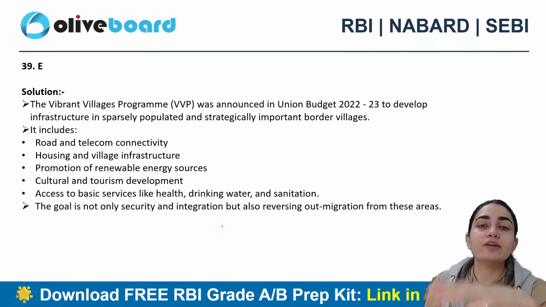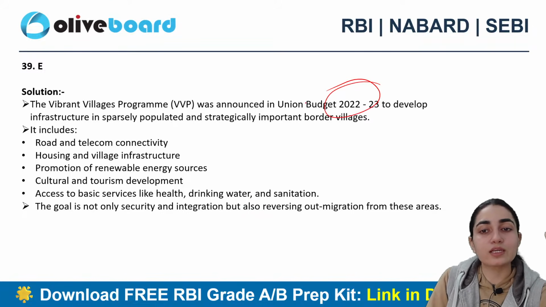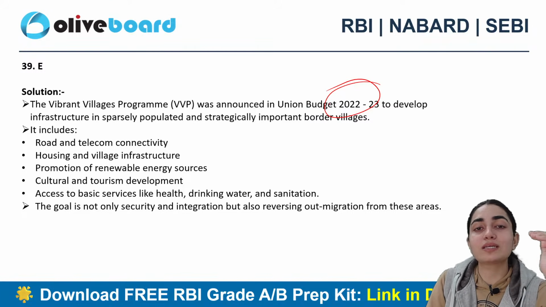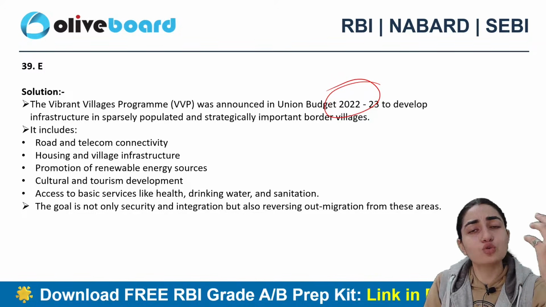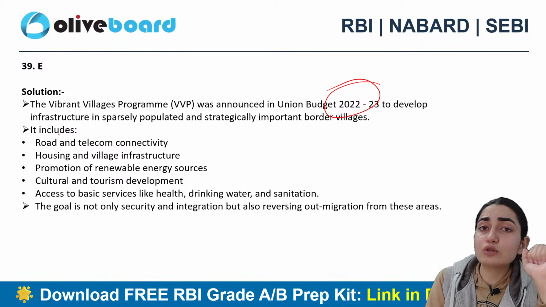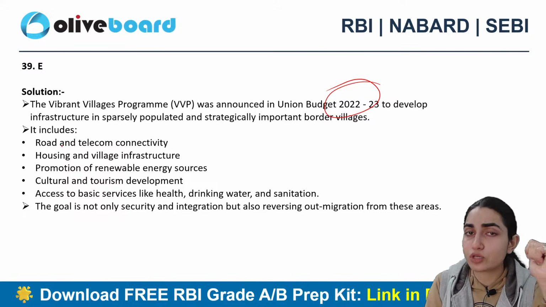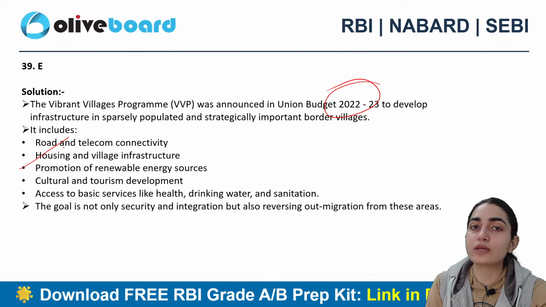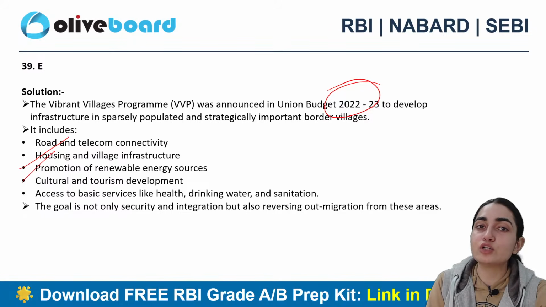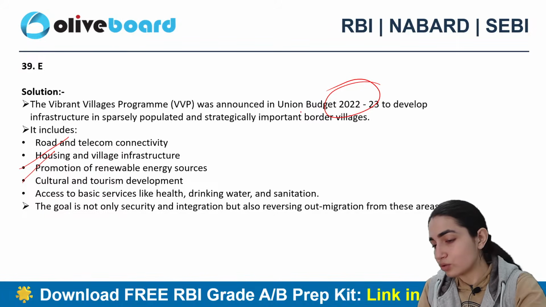When I talk about the Vibrant Village program, इसको अनाउंस करा गया था 22-23 में. क्यों, किस पर्पस के लिए? ताकि हम इंफ्रास्ट्रक्चर डेवलपमेंट कर सकें, राइट? स्पेसिफिकली वो एरिया जो कि बॉर्डर विलेजेस है. Now this includes what, एक तो टेलीकॉम कनेक्टिविटी होनी चाहिए, रोड कनेक्टिविटी होनी चाहिए, हाउसिंग एंड विलेज इंफ्रास्ट्रक्चर अवेलेबल होना चाहिए, प्रमोशन ऑफ रिन्यूएबल एनर्जी करो, फ्यूचरिस्टिक टेक्नोलॉजीज को अडॉप्ट करो, राइट?